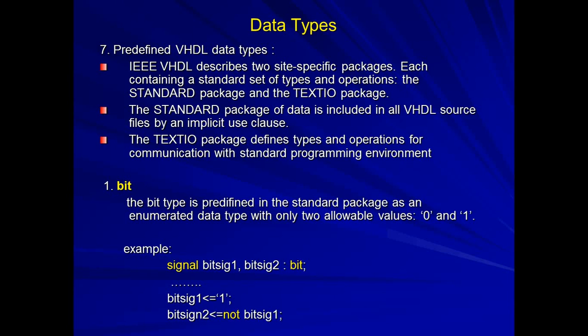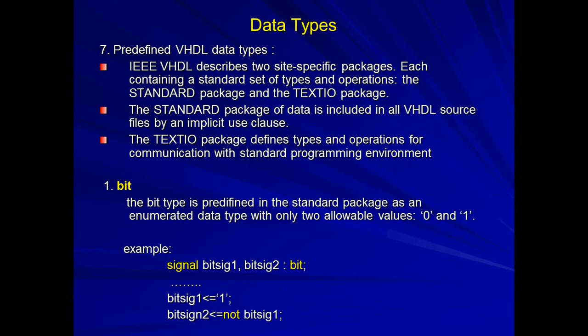Hence, IEEE VHDL describes two site-specific packages. Each contains a standard set of values and operations. The standard package and the text IO package are the important ones where this describes the data types. The standard package is included in all VHDL source files by an implicit use clause, and the text IO package defines the types and operations for communication with the standard programming environment. Let's discuss some predefined VHDL data types.